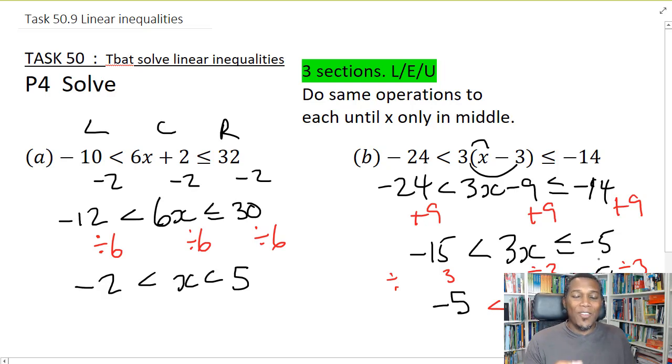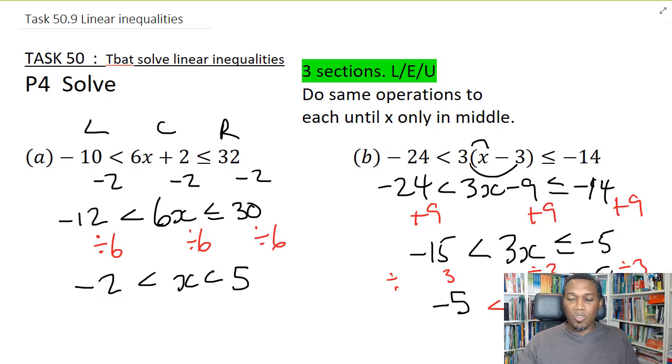I'll say that again. If the division won't give you a whole number, then feel free to leave it as a top-heavy fraction, and that will happen. So I have, for part B, x is less than minus 5 on 3, and it is greater than minus 5.